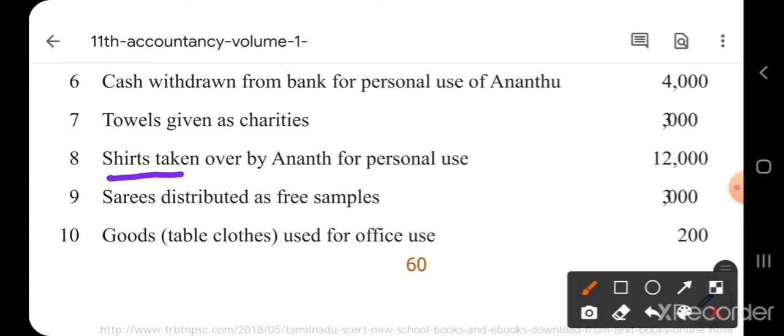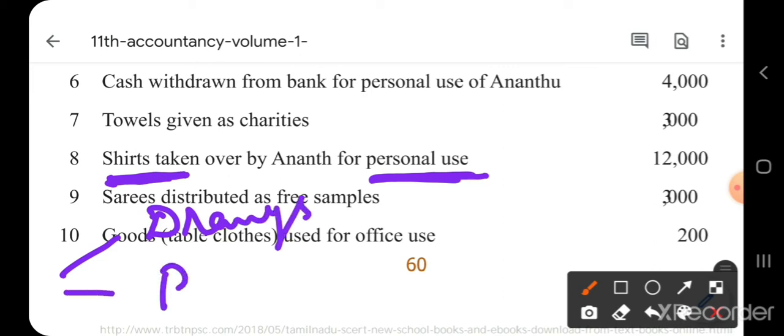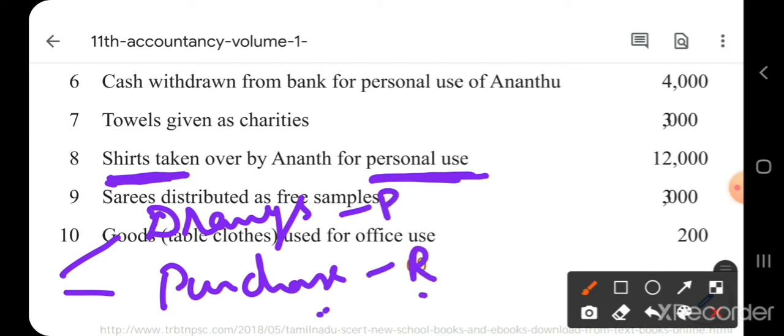Now, shirts taken over by Anand for personal use. Again, this shirt is the goods. Out of the stock only, he is going to take the shirts for personal use. So what are the accounts involved? Since it is personal use, you will consider as drawings. Drawings and purchase. Now drawings is the personal account, purchase is a real account, since it is dealing with goods, you take it as real account.